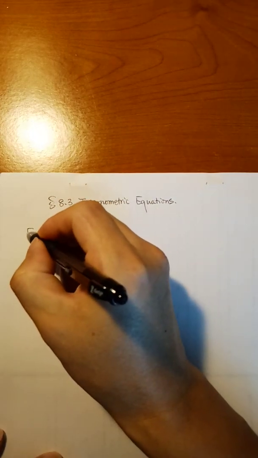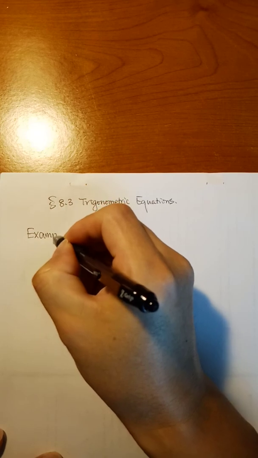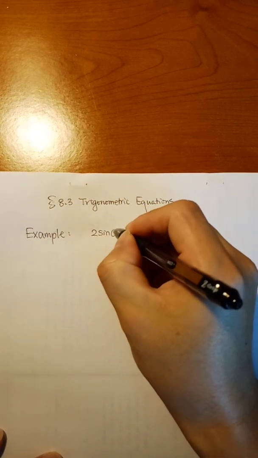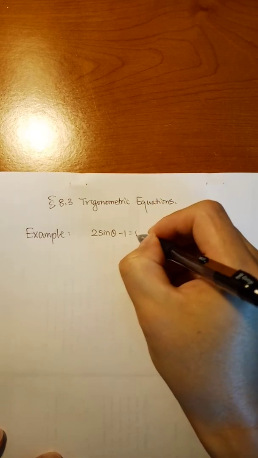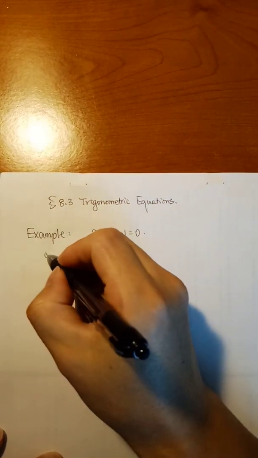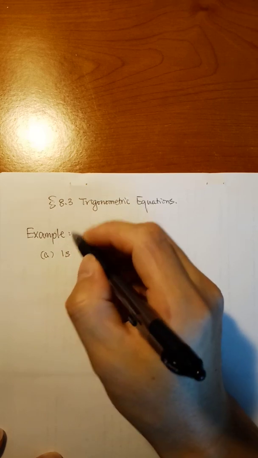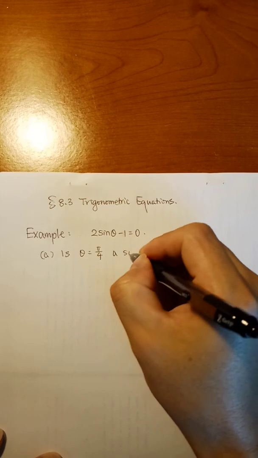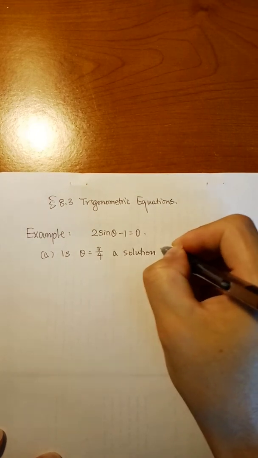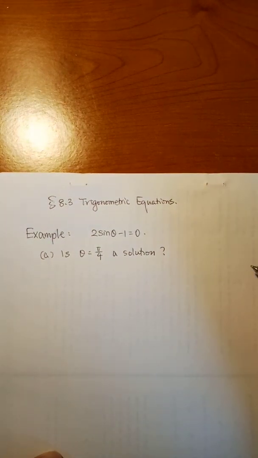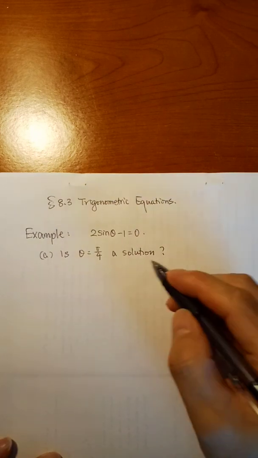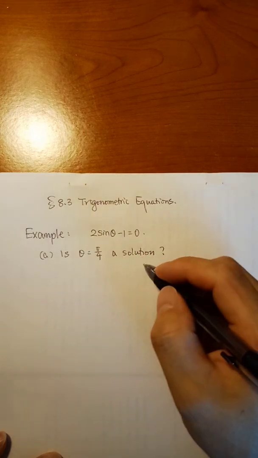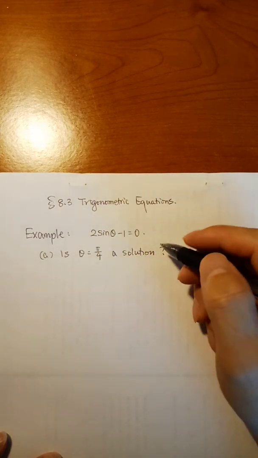For example, we have this: 2 sine theta minus 1 equal to 0. The first question is, is theta equal to pi over 4 a solution? It's a straightforward question and a straightforward answer. You just plug in and see if it satisfies the equation.